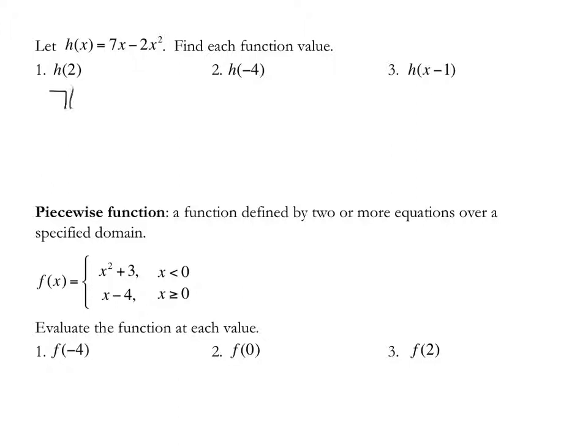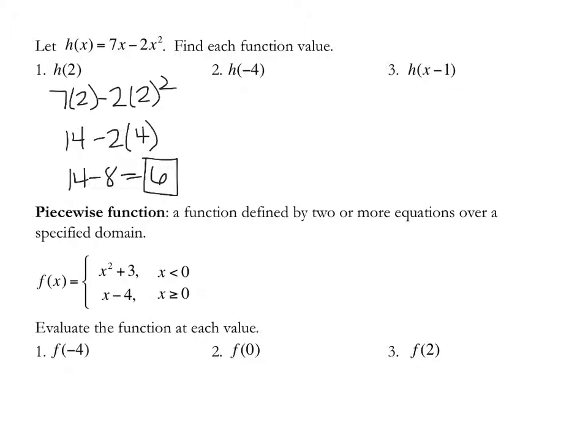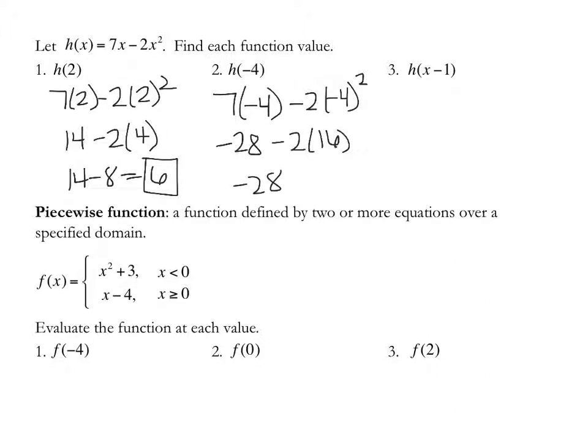So number 1, we have to plug in 2. That's going to be 14 minus 2 times 4. Make sure you do the exponent first, which is 14 minus 8. You should have gotten 6. And number 2, they're asking us to input the negative 4. So we're plugging in negative 4 into both the x spots. We get negative 28 minus 2 times 16. We get negative 28 minus 32, which is negative 60.